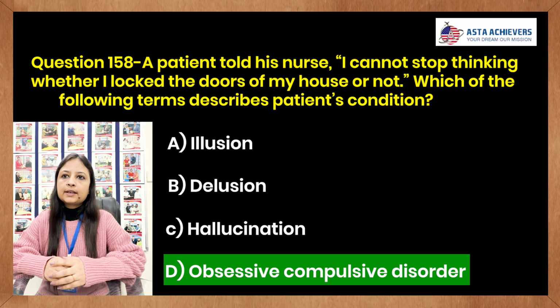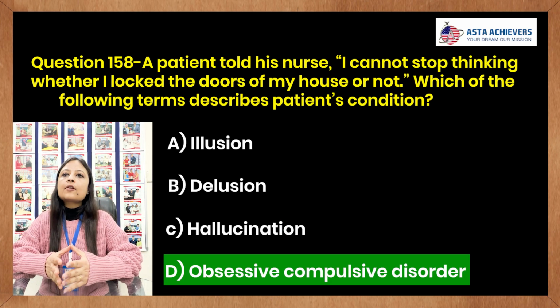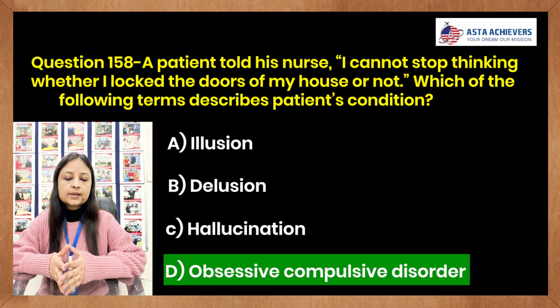Question number 158. A patient told his nurse, I cannot stop thinking whether I locked the door of my house or not. So which of the following terms describes the patient's condition? Option A, illusion. Option B, delusion. Option C, hallucination. And option D, obsessive compulsive. So option D, obsessive compulsive, is the correct answer.